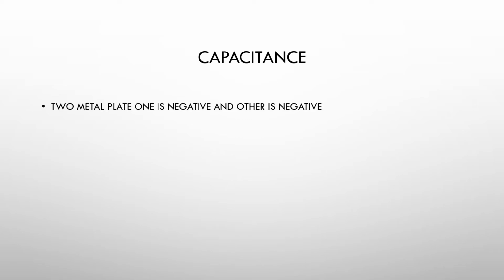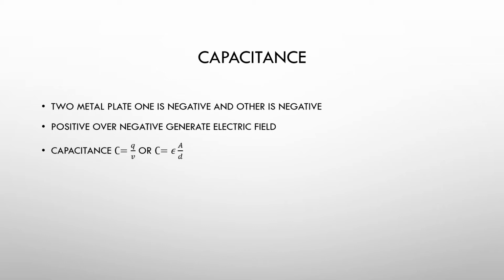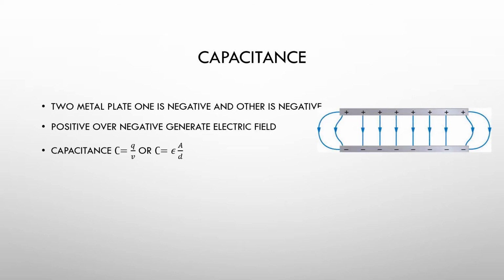To understand the theory of how capacitors work, we need to understand capacitance first. When we have two metal plates, one positive and the other negative, and we place the positive plate over the negative plate, it generates an electric field that gives the ability to store electrons, and the larger the area of the plate, the more electrons stored. Capacitance can be calculated by C equals coulombs over volts, or permittivity times area over distance.